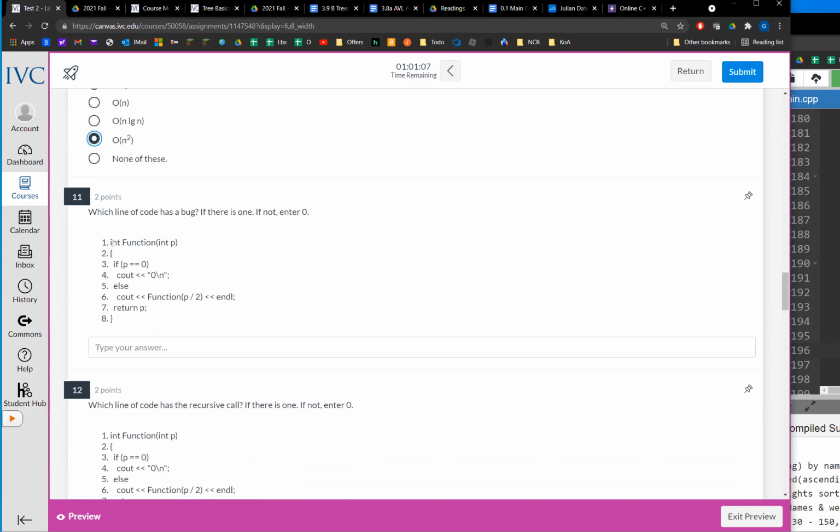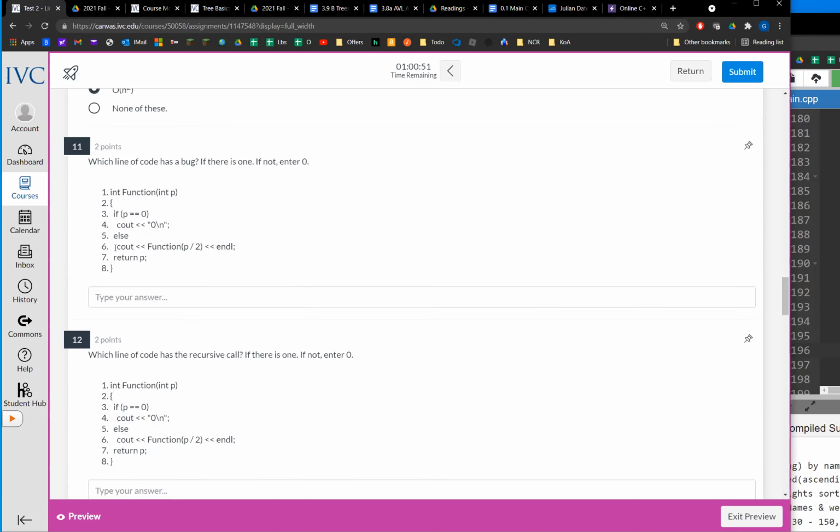Where are the bugs? All right, the return type of the function is int, and it takes an int. That's a good function header, curly braces, whatever. If p equals 0, spit out 0. Otherwise, we're going to print the result of our function call. It returns back an int, so that's good. And we divide p by 2. So our base case is getting to 0.